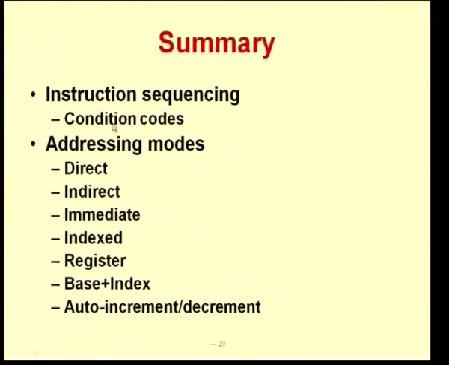To summarize, let us take a look at what we have done so far. There are two topics that we have covered today. One is instruction sequencing, where we looked at how condition codes are used. The other is these different addressing modes: direct, indirect, immediate, indexed, register, base, base plus index addressing mode, and then auto increment and auto decrement addressing modes. Once you understand the basic idea of these addressing modes, we can look at different combinations of them to see how effectively they can be used for accessing different memory locations for different data structures.